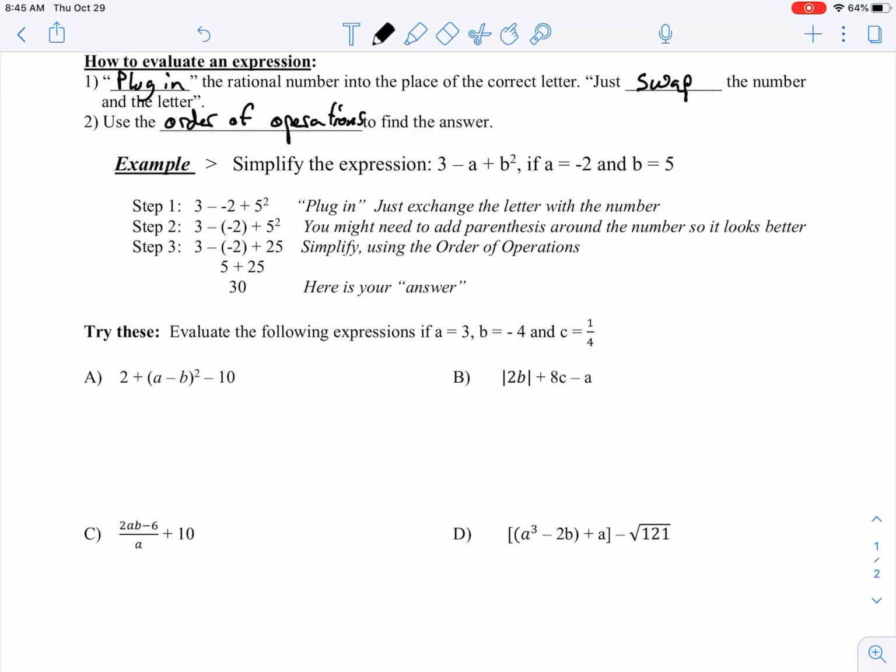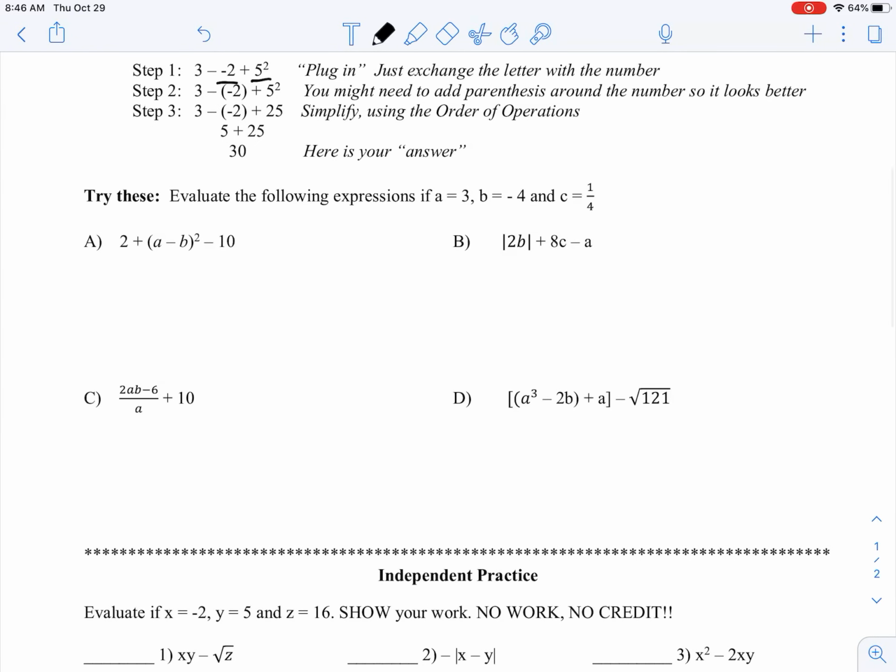So we're given an example here. They wanted to know 3 minus a plus b squared if a is -2 and b is 5. So first things first, they plugged in their values. They plugged in the -2 for a, because that's what we're given here, and they plugged in the 5 for b, because that's what we were also given here. And then they just worked the order of operations down to get their answer.